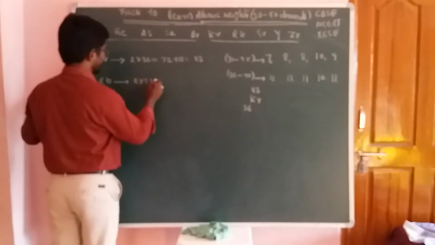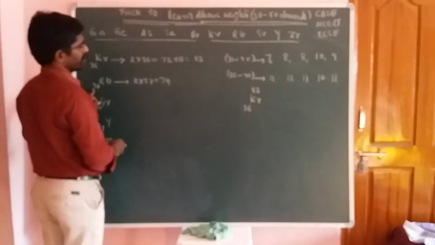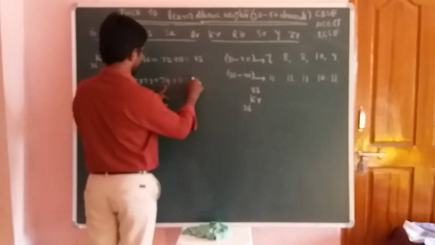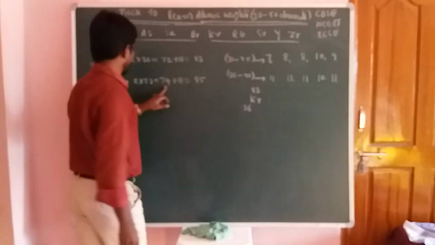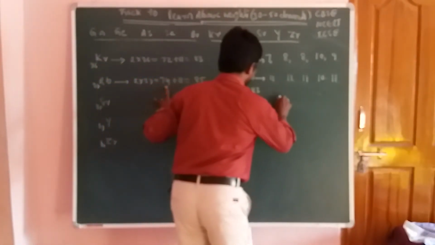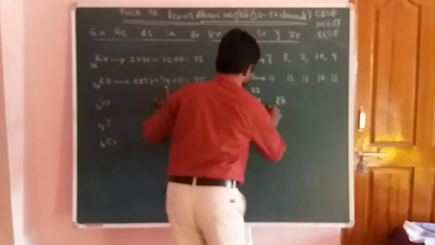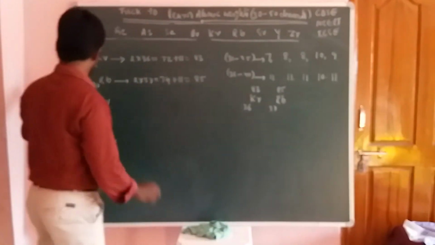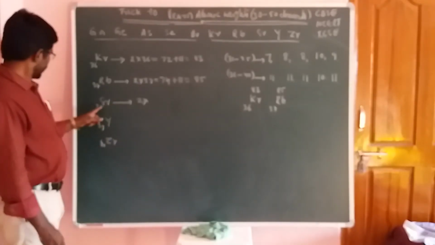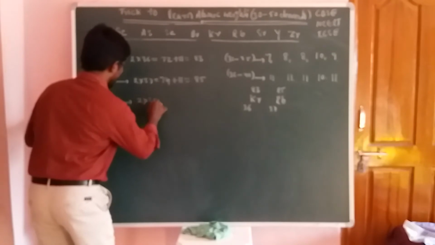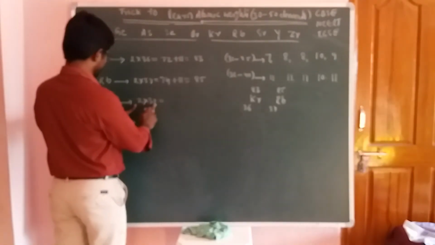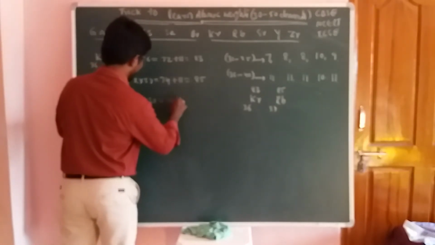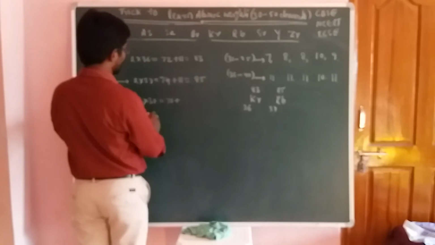74, then add 11. Now this one is 85. So rubidium element has atomic number 37 and atomic weight 85. Students? 2 into 38, so that means 76. Here this one is 76, and plus which number?